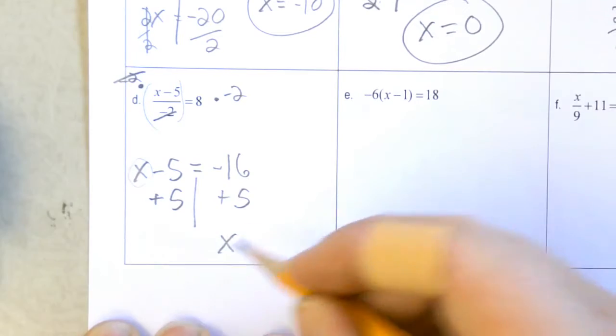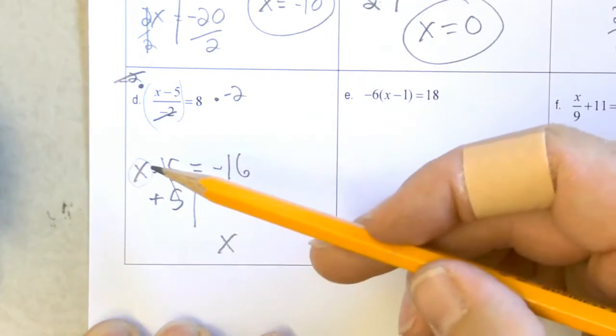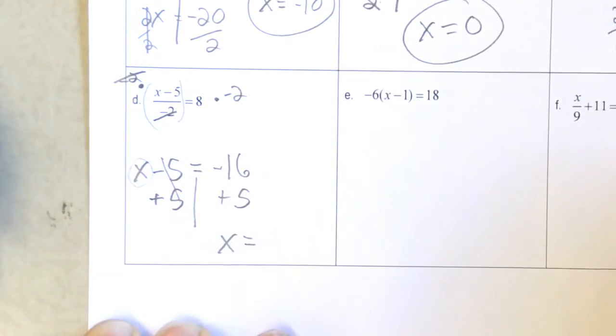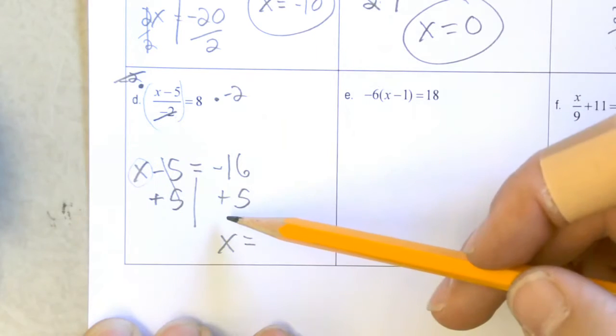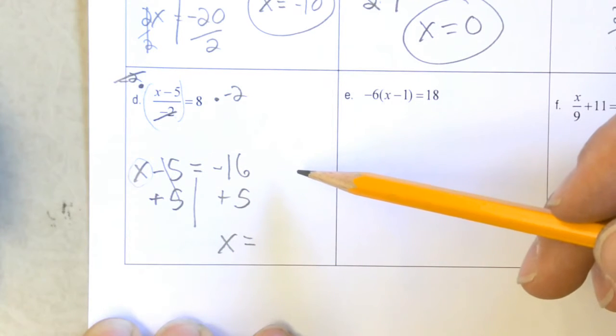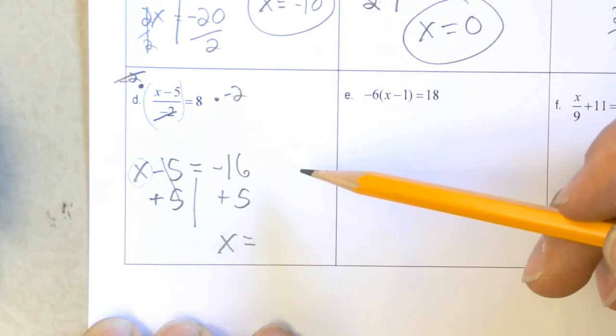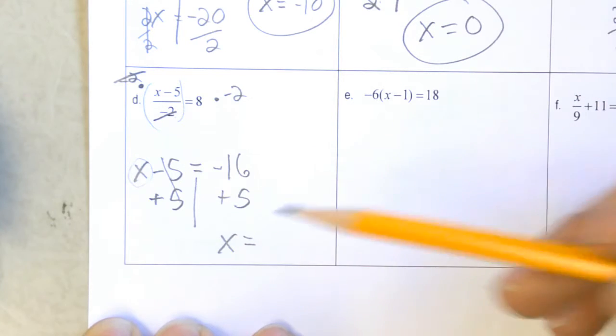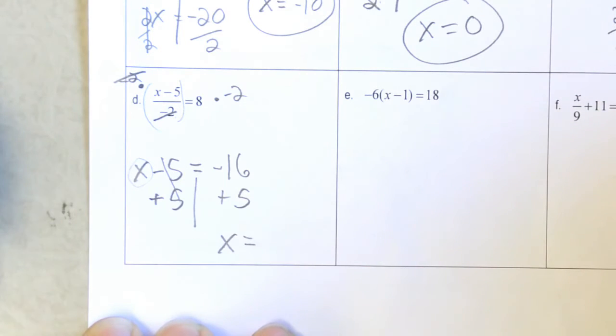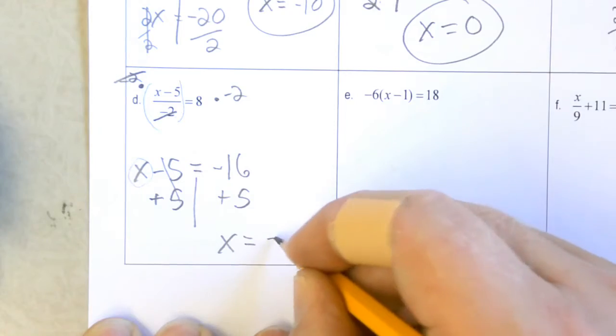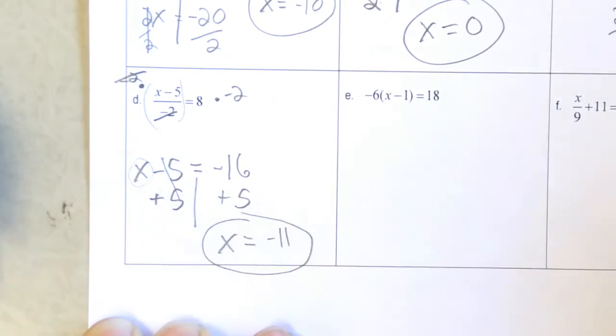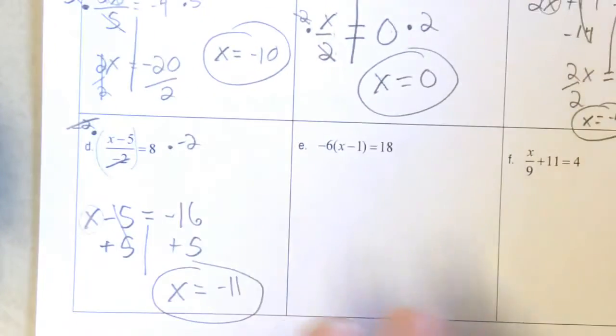Final answer is x, because that x is all by itself now, equals, you can think of this in your head or use a calculator. If ever you're in doubt, I just recommend using a calculator, because if you're doing all these steps right, but make a mental error in your head, it's going to be wrong. So you can do it in your head. You can use a calculator to double check if you want. Negative 16 plus 5 is negative 11. There we go. All right, 2 more.